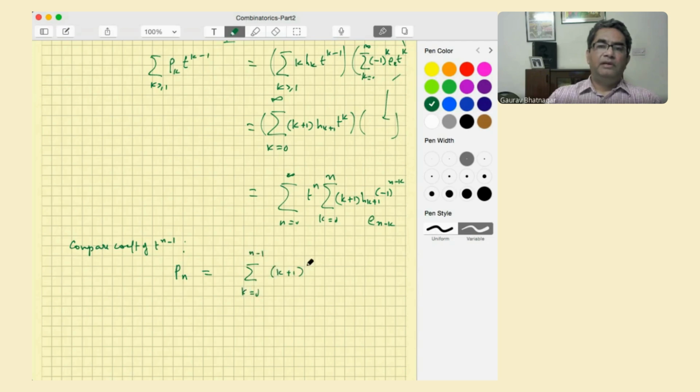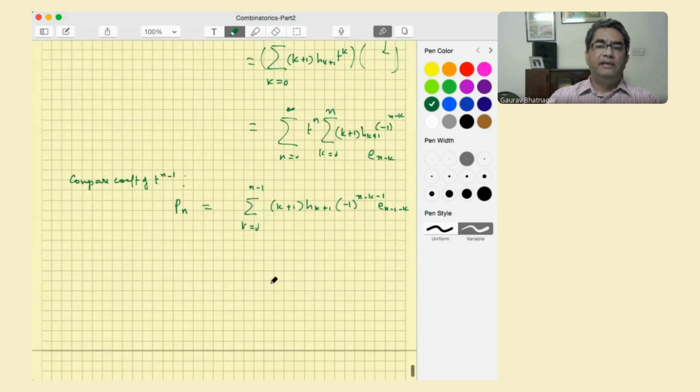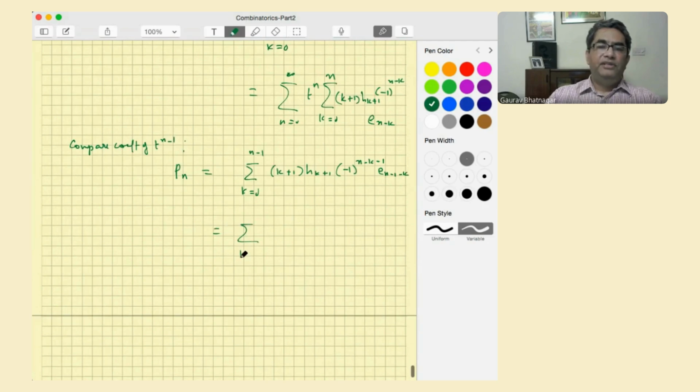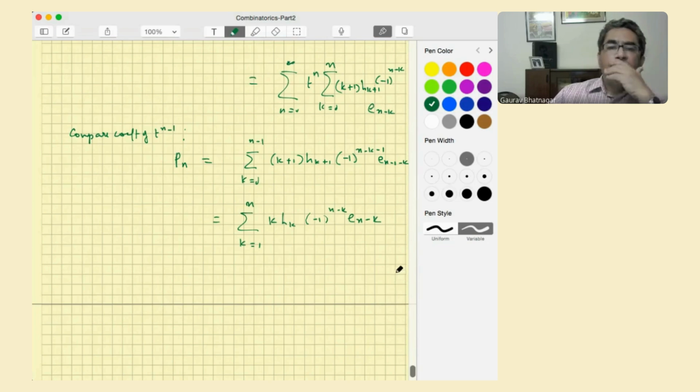k plus 1, hk plus 1, minus 1 raised power n minus k minus 1, e raised power n minus 1 minus k. And again, we can shift this to go from 1 to n, and then this k comes back to hk minus 1 n minus k e raised power n minus k. All right, so this is a formula which the book has.